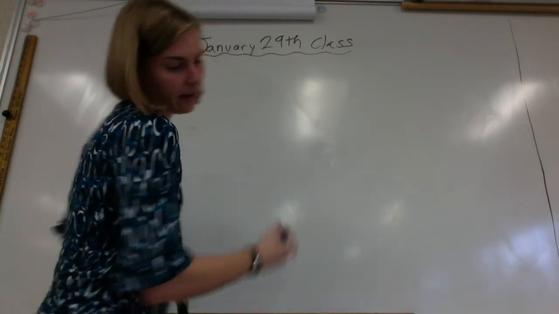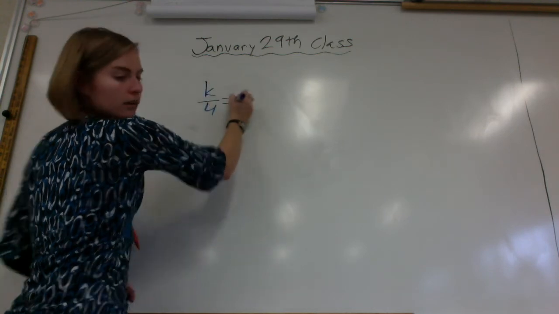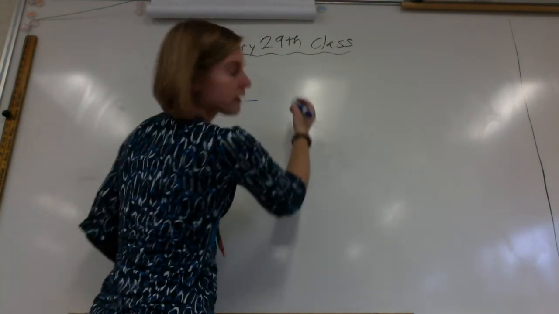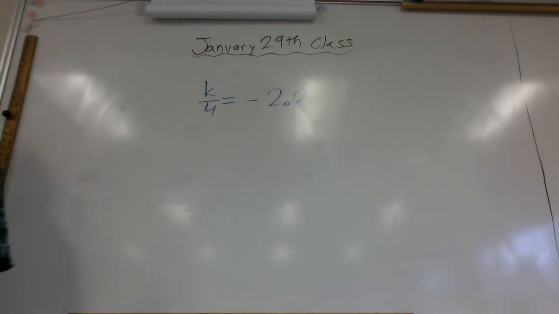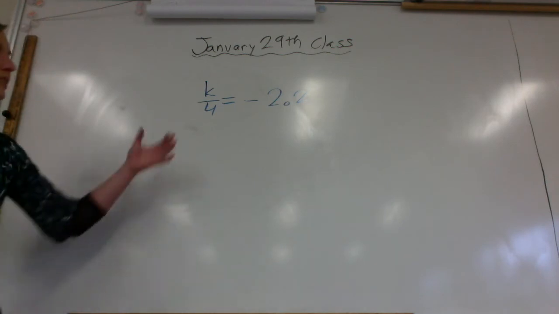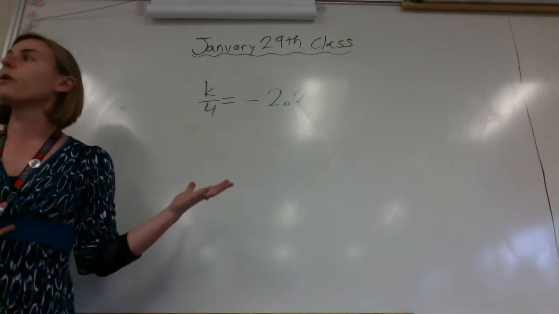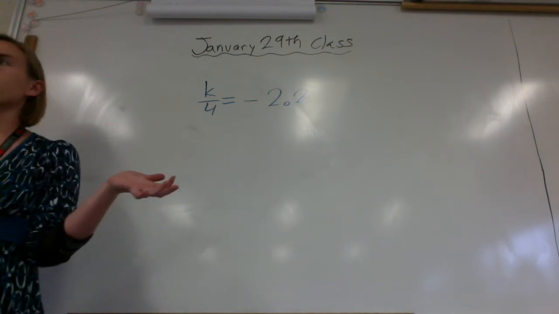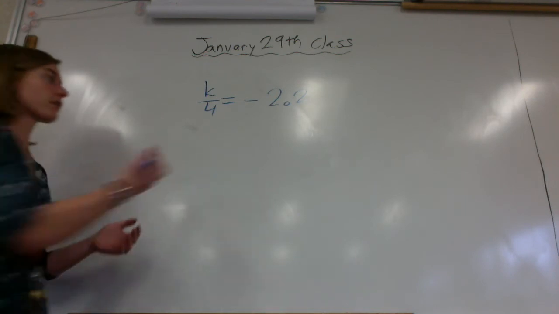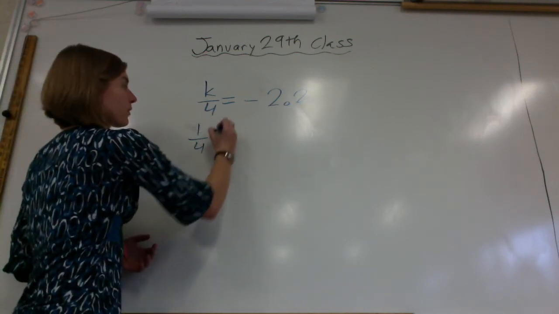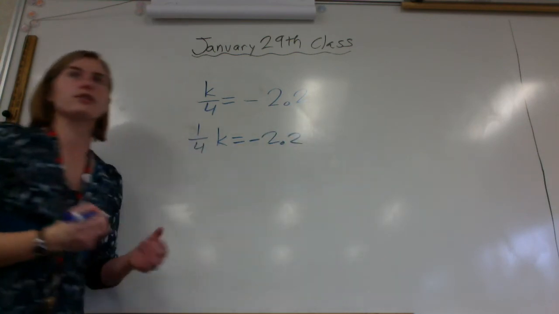5. Okay. Oh, this is kind of the same thing. k over 4 equals a negative 2.2. Evan, you're going to behave. All right, so this is kind of the same thing where we're getting scared just because we have a variable over 4. But what fraction is multiplying by that variable? 1/4. So we can rethink it as 1/4 times k equals a negative 2.2.